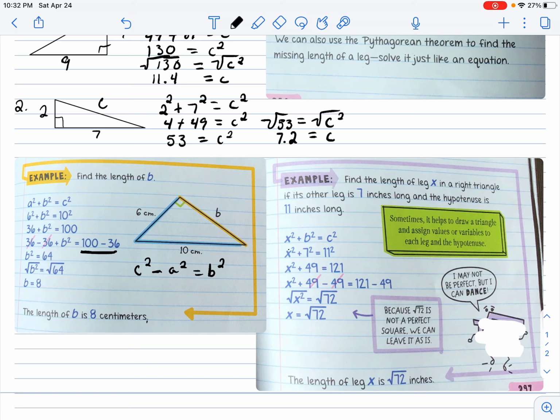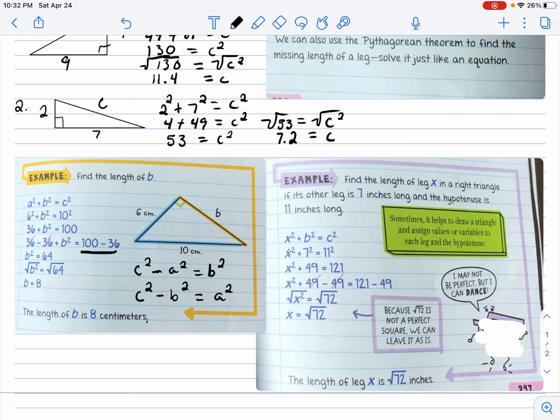Now if you know B, it's going to be the same except you're just switching the A squared and the B squared. C squared minus b squared is going to equal a squared. So that's all we're doing here, okay?